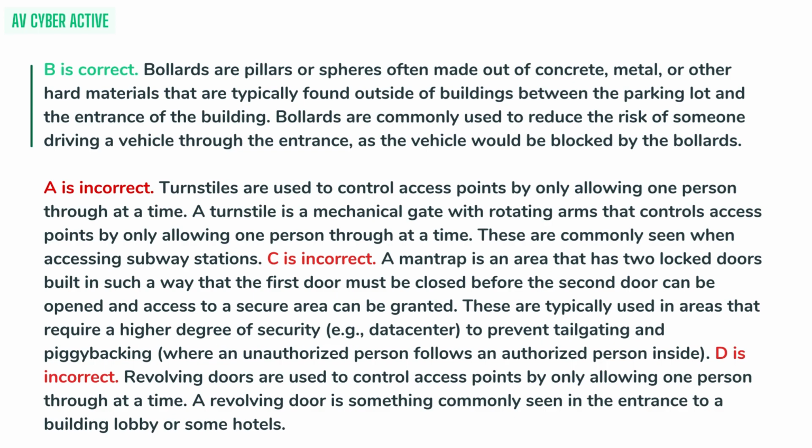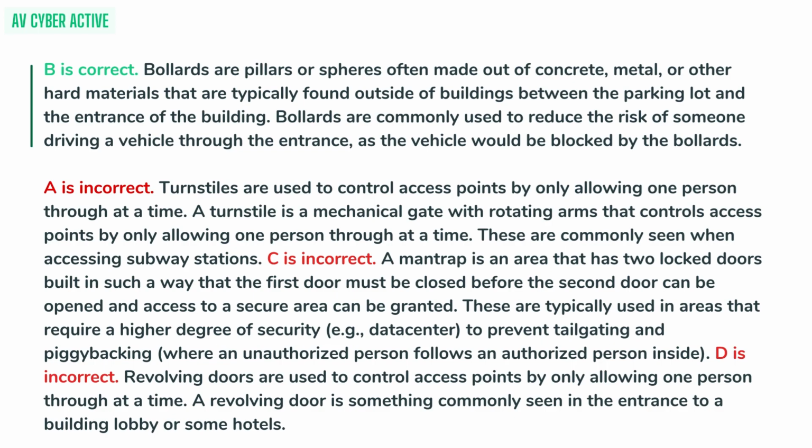C is incorrect. A mantrap is an area that has two locked doors built in such a way that the first door must be closed before the second door can be opened and access to a secure area can be granted. These are typically used in areas that require a higher degree of security, e.g., data center, to prevent tailgating and piggybacking, where an unauthorized person follows an authorized person inside.